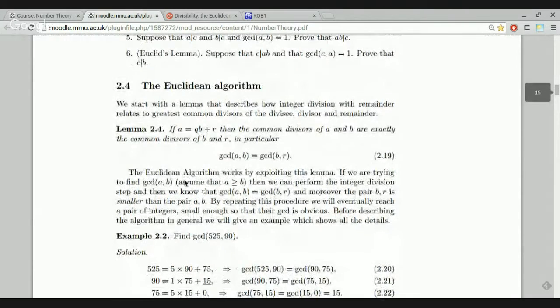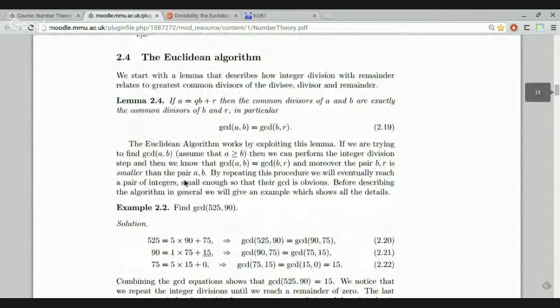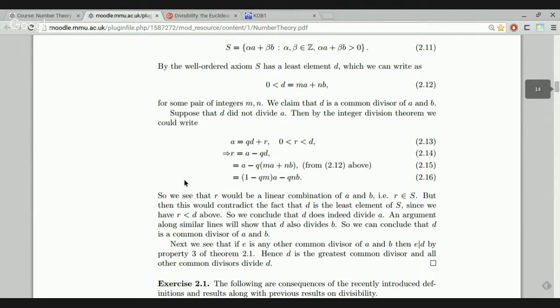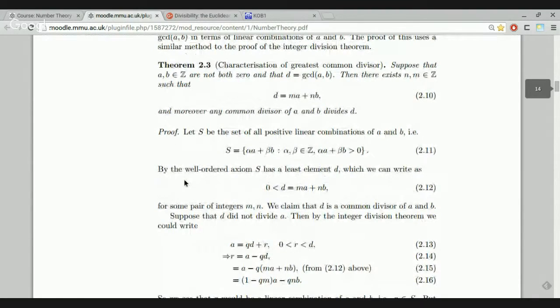But I want to introduce you now to the Euclidean algorithm. The Euclidean algorithm is a very famous result in number theory, and this allows you to find, it's an algorithm, it's a calculation technique, if you like, for finding the greatest common divisor of a given pair of numbers. And it can also produce the linear combination referred to in Theorem 2.3. So as well as finding D, the greatest common divisor of the two numbers, you can also produce a pair of coefficients M and N that give you a linear combination of the two numbers equal to D.